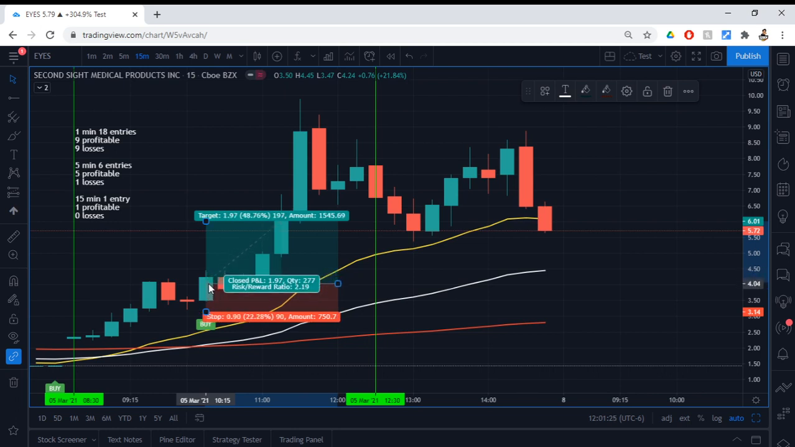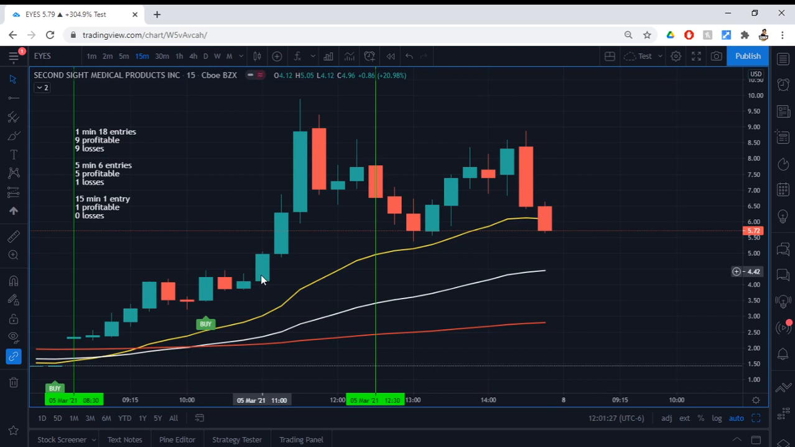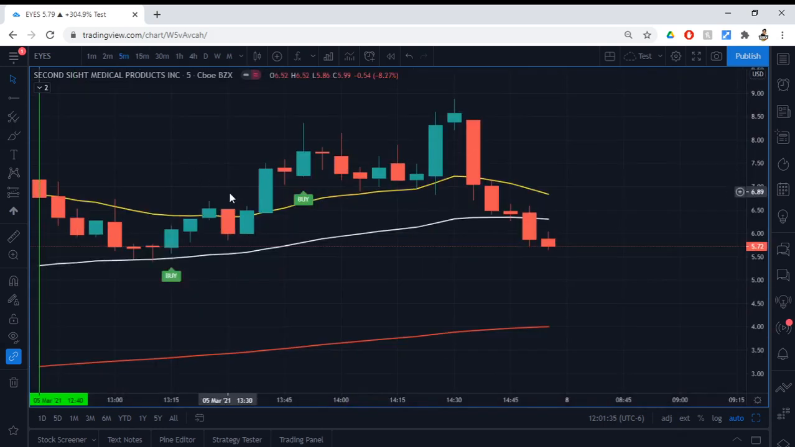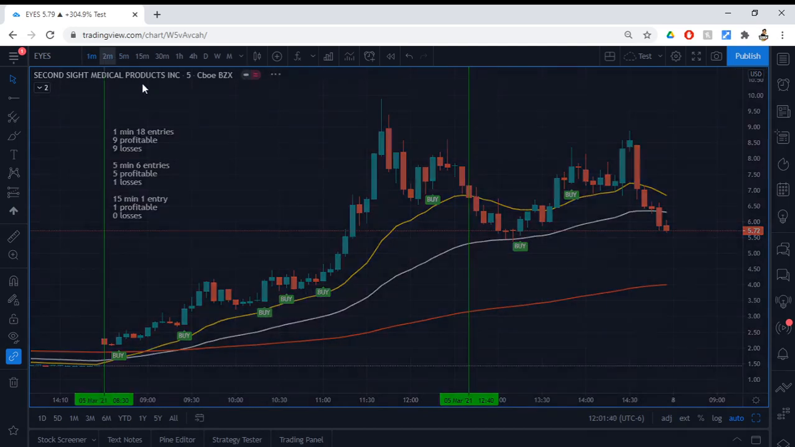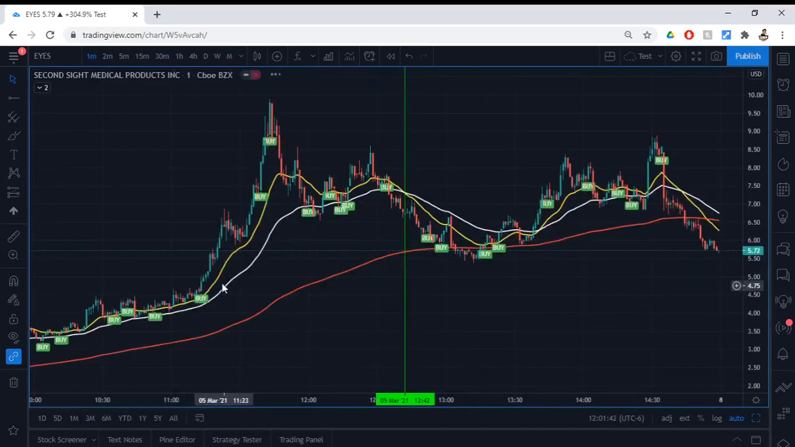From this point here, you got an entry on the 15-minute chart. Now you're comfortable trading it. Then you could have reduced to the 5-minute and bought one of these entries, or even the 1-minute and gotten one of these entries.